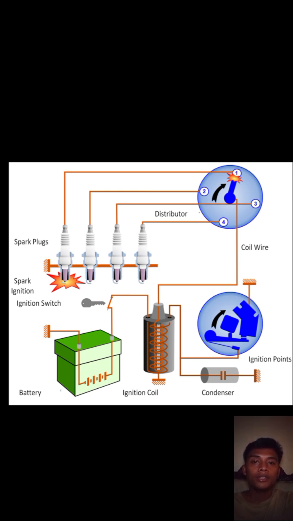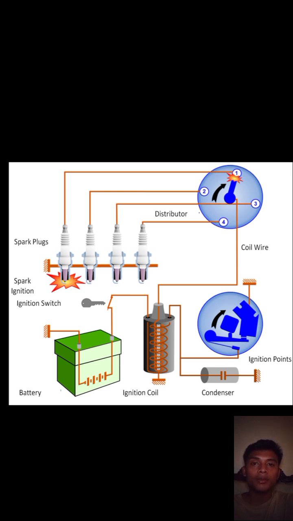Next is the cam, which is connected directly to the camshaft. It opens and closes the contact breaker points according to the number of engine cylinders. The fourth step is that the condenser absorbs the back EMF from the magnetic field, thereby increasing the life of the contact points by reducing burning of the points.